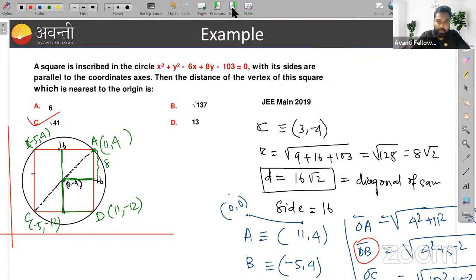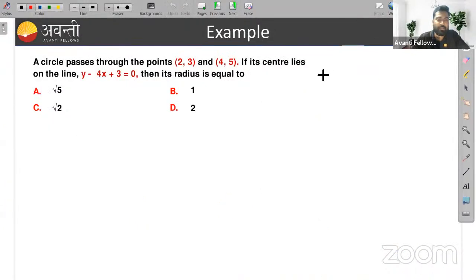Okay. These questions you can take as your homework questions. They're very simple questions also. A circle passes through points 2, 3 and 4, 5, and its center lies on the given line. Then its radius is equal to. We'll discuss the solution in the next class, and you should try these questions after the class and try to find the answers.